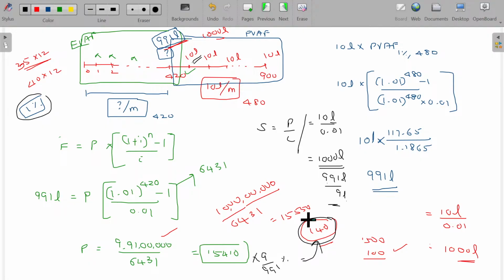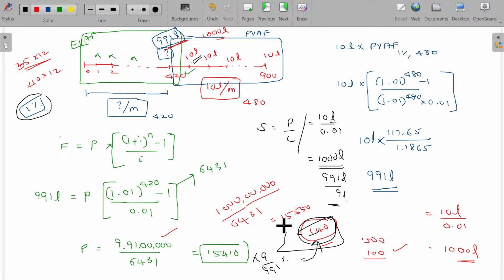Matter of 9 lakhs needs to be extra to have consistently 10 lakhs for an infinite period. For 991 lakhs, you need to invest 15,410 every month. Then for the remaining 9 lakhs, how much do you need? Only 140. Last class also we calculated this one. So simple. Because of wider application, we can do mental calculations, just like a fraction of a second.